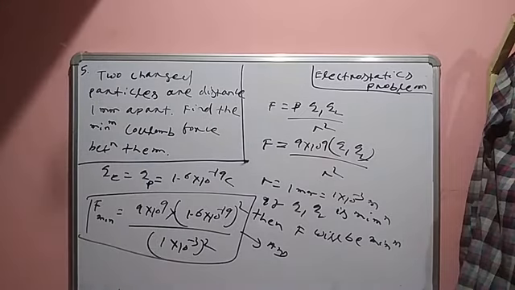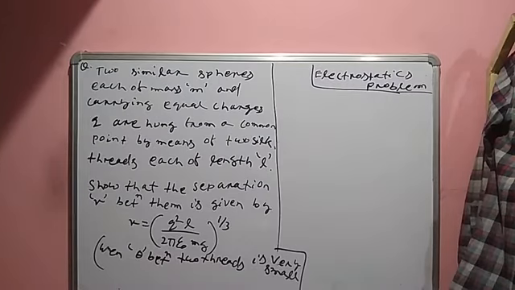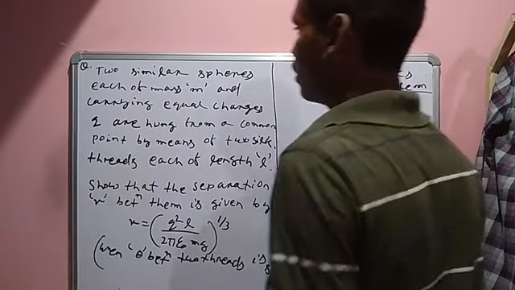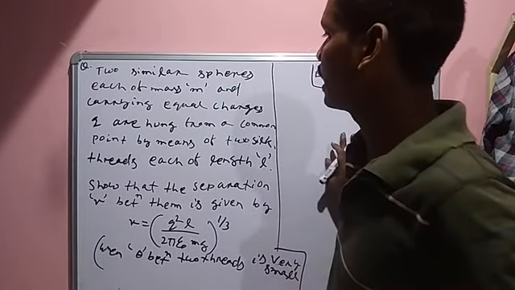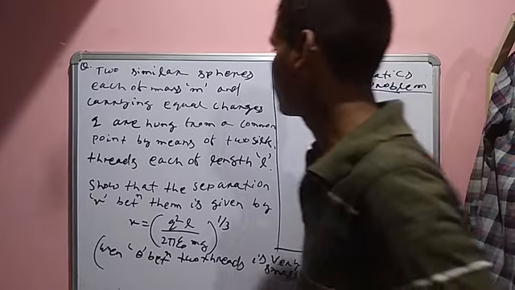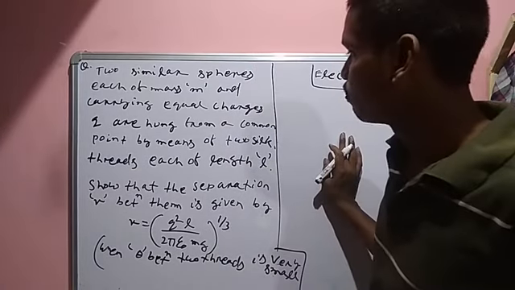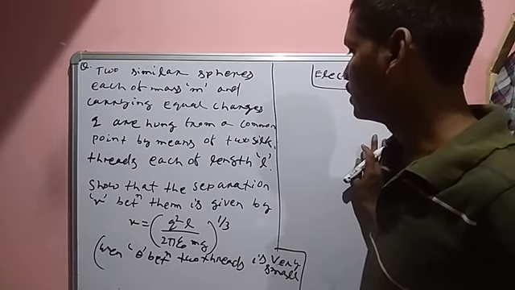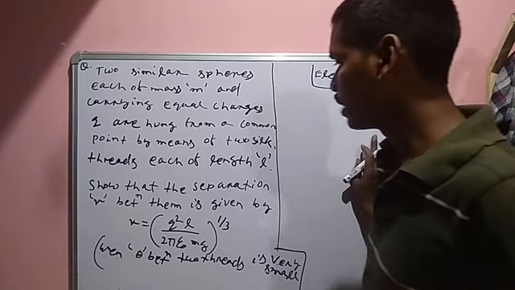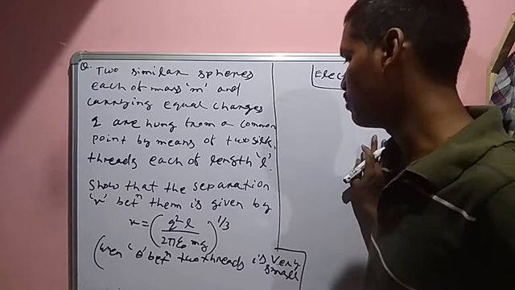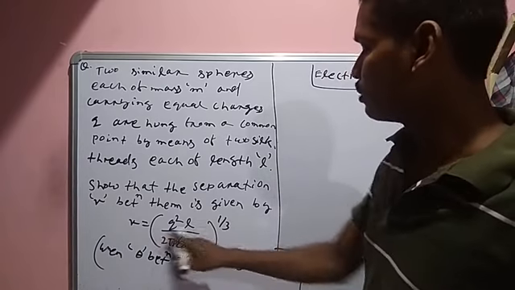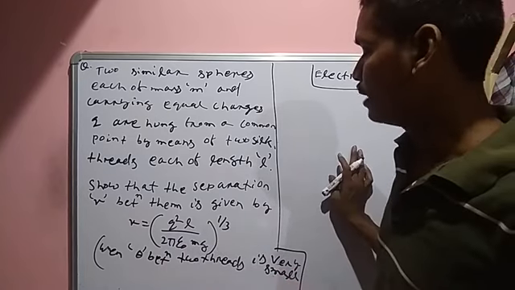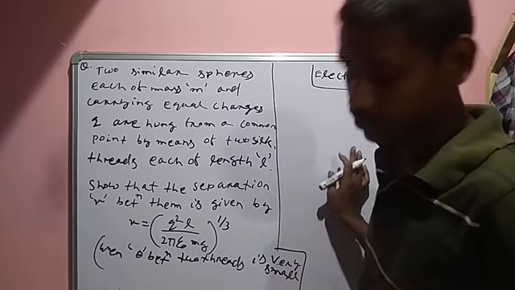Next question. Here is another question. Two similar spheres, each of mass m and carrying equal charges q, are hung from a common point by means of two silk threads, each of length L, so that the separation x between them is given by x = (q²L / 2πε₀mg)^(1/3), when the angle theta between the two threads is very small.